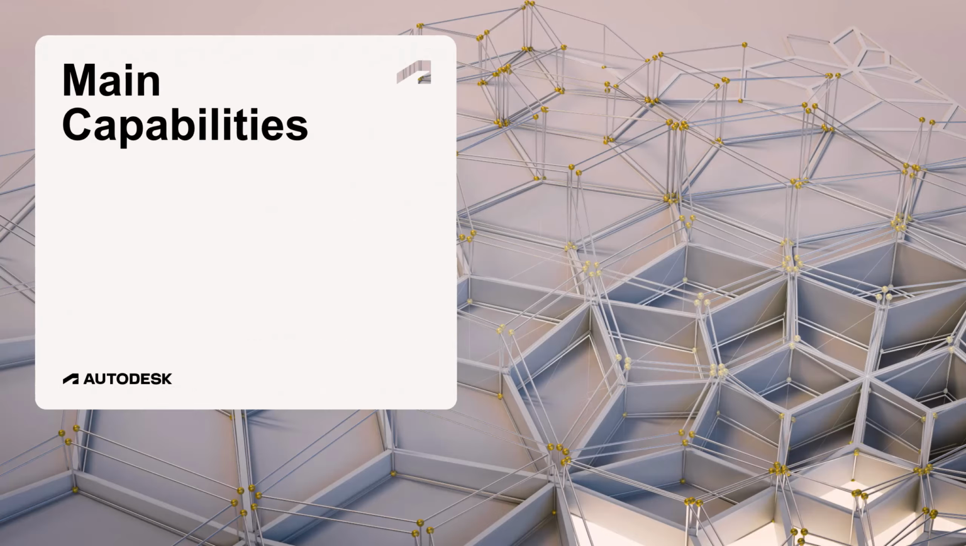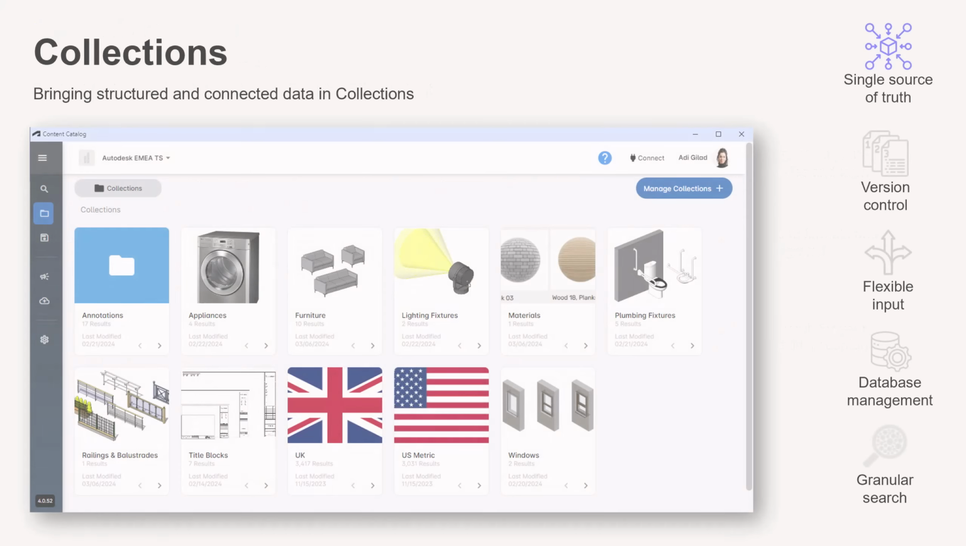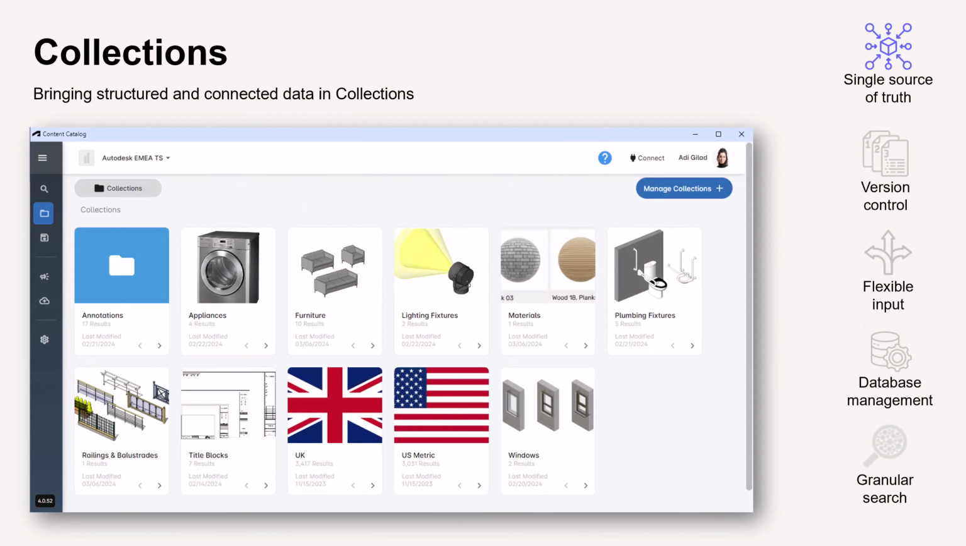Now let's take a quick look into the main capabilities you will find today in Content Catalog. So Content Catalog is a single source of truth for storing and managing your firm's BIM content. Its main capabilities include version control, thumbnail previews, database management, granular search, and permissions control across different file types. And as a single source of truth, it allows you to centralize BIM assets in one place to upload, organize, and manage collections of content.